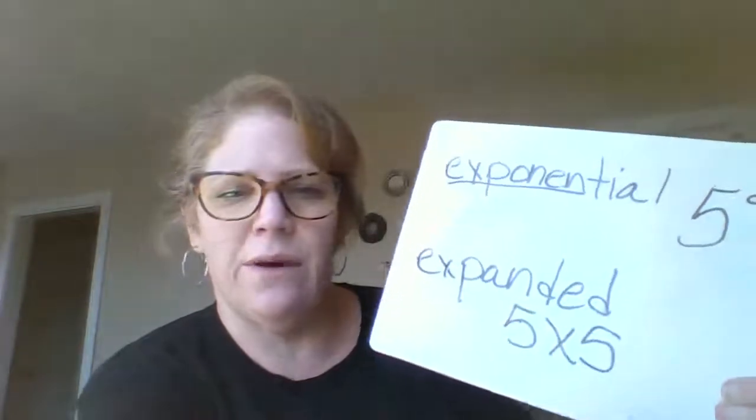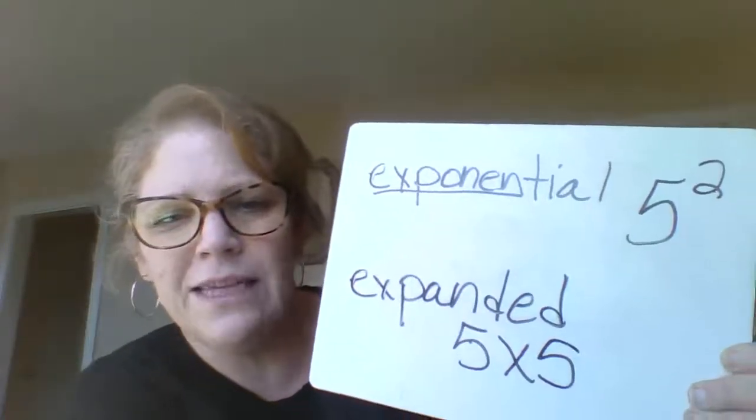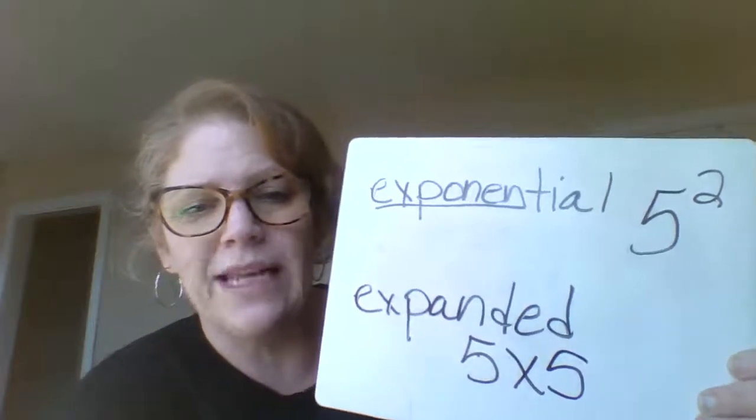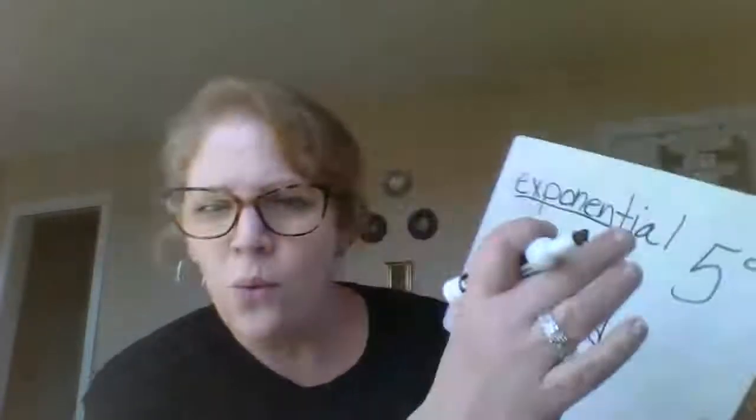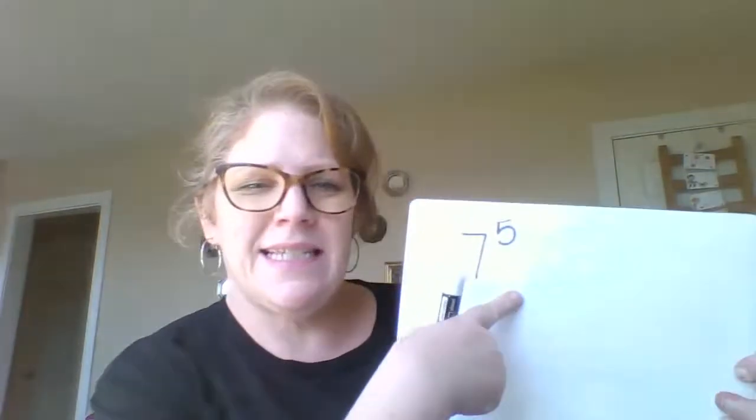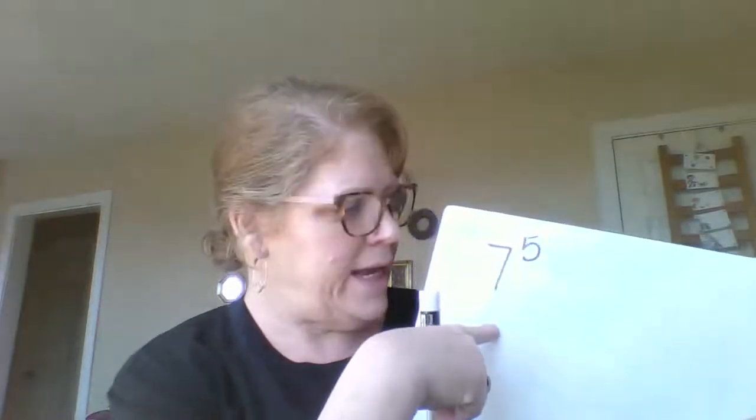This is expanded form. Now, here it doesn't really make that big of a difference because we're only writing it twice, okay? But wait, what happens if we were doing something like this? Say 7 to the 5th power. This is telling me that I'm going to multiply the base, which is 7, times itself 5 times. So I would have to write that one, 7 times 7 times 7 times 7 times 7.